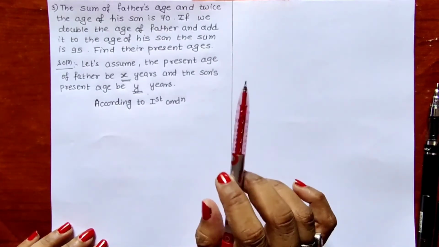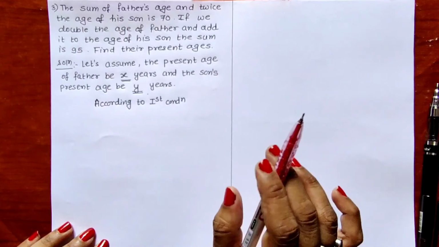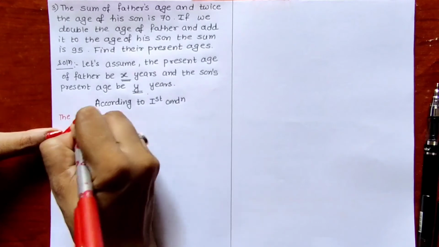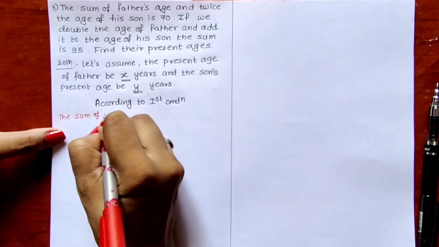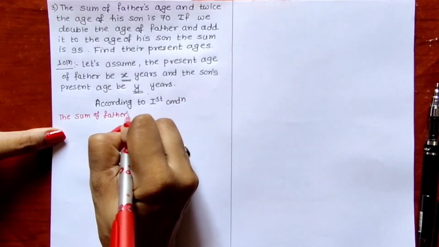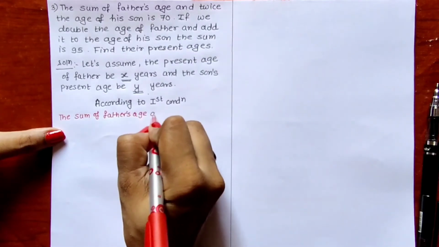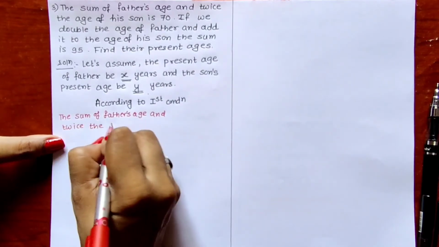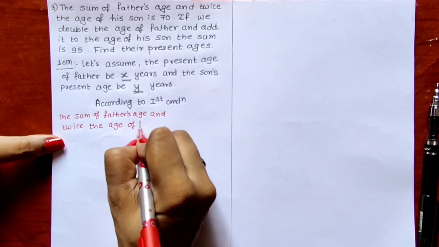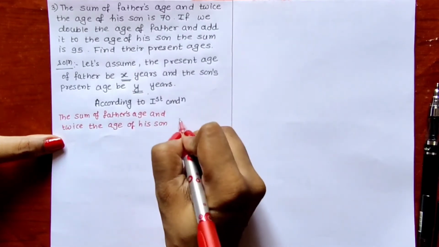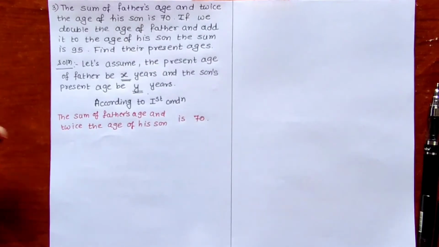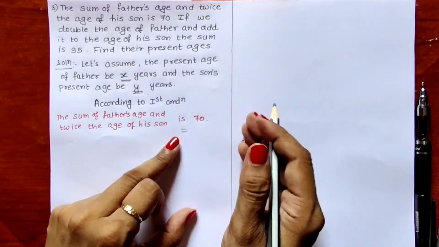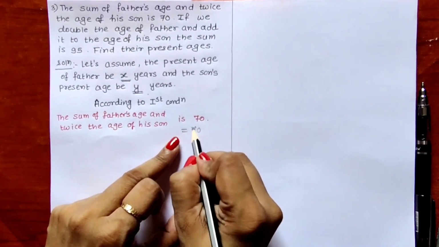I am writing with my red pen so that you don't require to write in your solution. So sum of father's age and twice the age of his son is 70. Okay, so as I have told you, is means equal to. What is there after is? 70. So after equal to we will have to write 70.